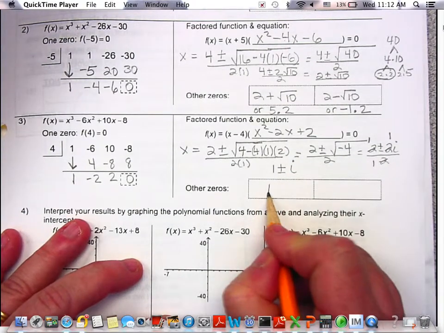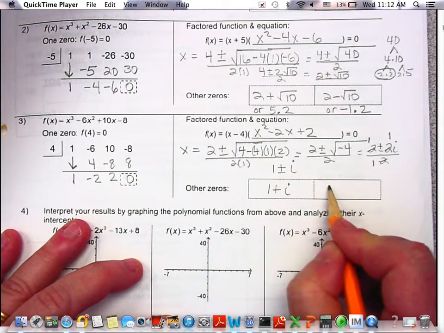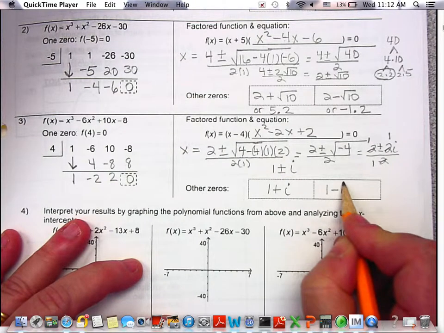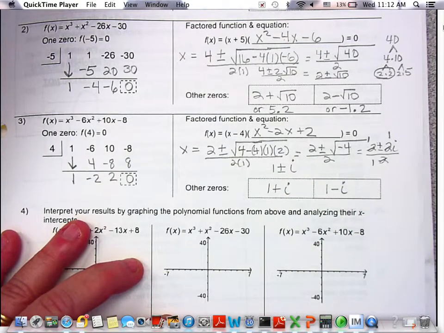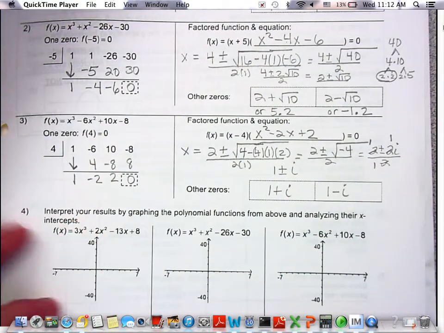So one of the zeros is 1 plus i, and the other one is 1 minus i. And that's not an x-intercept because it's imaginary. So it never touches the x-axis.